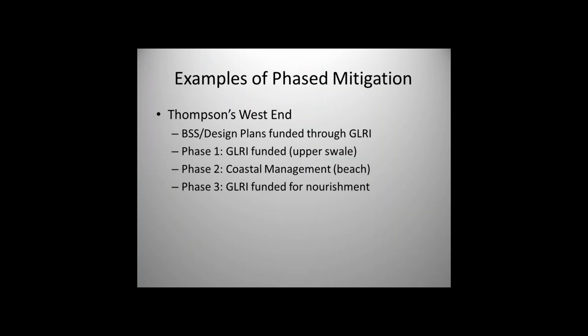And so with this, the phase mitigation, we did the design and the plans through GLRI. That was a great way for us to do this. We then came with a bid-ready document that the city went out for bids. We did phase 1 with GLRI funding. We didn't have enough to do the whole beach, so we went to coastal management. They funded phase 2, and so they were able to bring funding in to match.